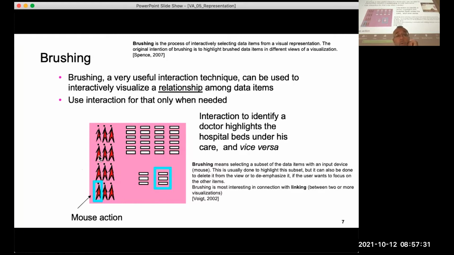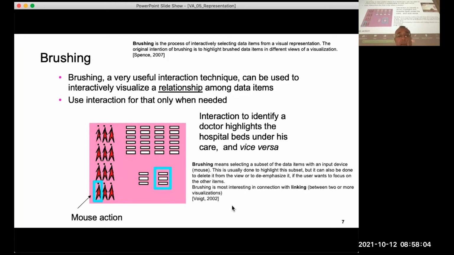You don't know which doctor is in charge of this bed, and vice versa. Each doctor is in charge of a subset of these beds. You can highlight this relationship with brushing. You touch a doctor and you highlight the beds in charge of the doctor, or vice versa. You brush on the beds and you see the doctor in charge of those beds. And this is called brushing and linking.